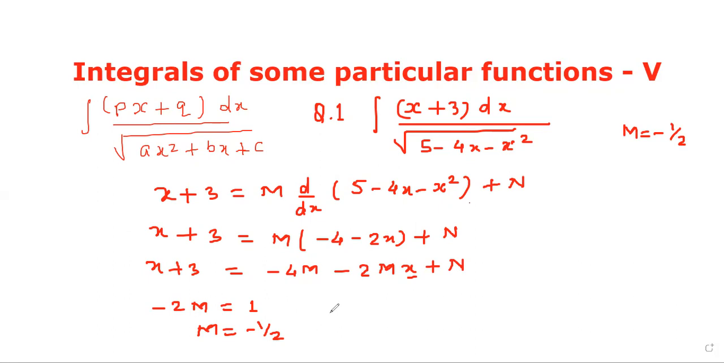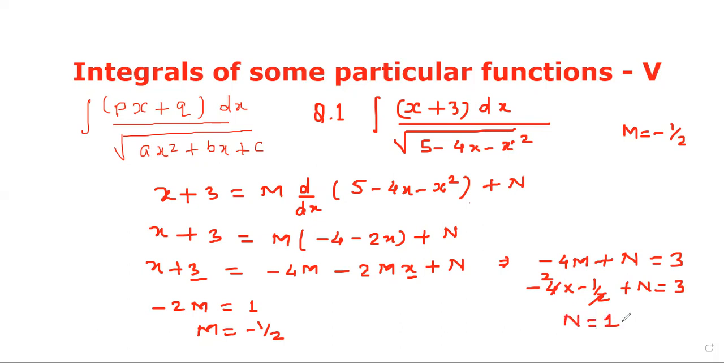Now again we take constant terms. Here constant terms are minus 4m plus n in RHS, and in LHS it is 3. So we put the value of m as minus half. So minus 4 into minus half plus n equal to 3. Here 2 will cancel it twice. So n equal to 1. So we have got values of m and n.